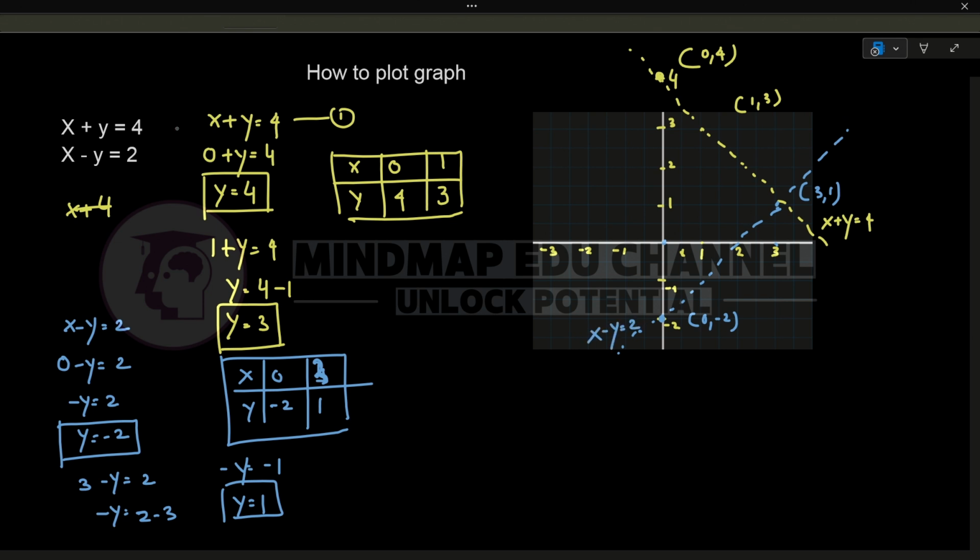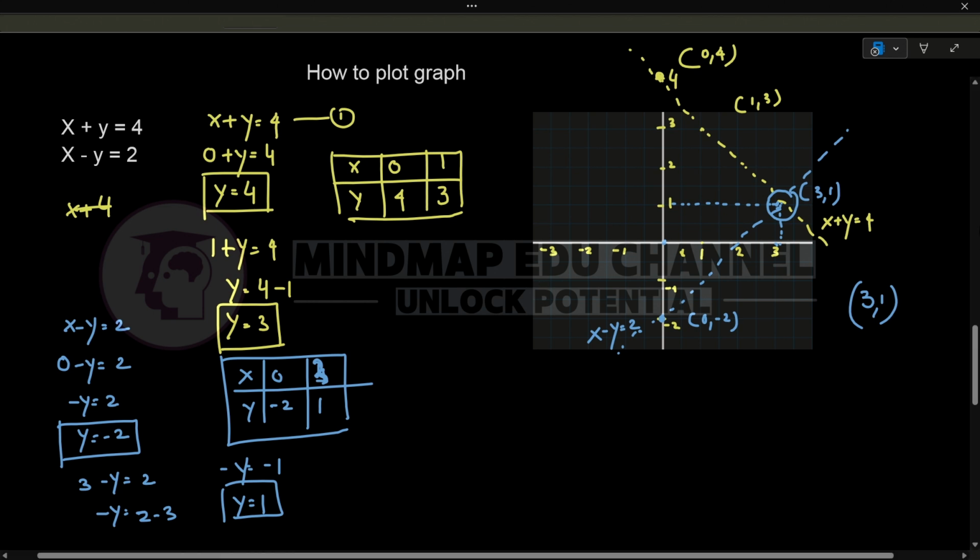Now you can very clearly see that the two lines are intersecting here. So where they are intersecting, let's check the x value, that is 3, and the y value is 1. So the solution for these equations is 3, 1. So this is how you plot the graph, and from there you can get the solution.